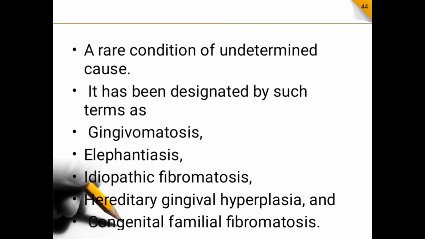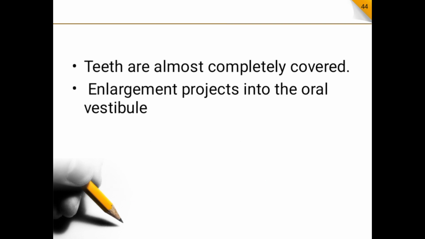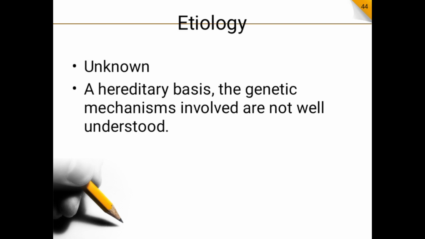There is hereditary gingival enlargement, and congenital enlargement affects the attached gingiva and the marginal and interdental gingiva. It is pink, firm, almost leathery in consistency, and has a minutely pebbled surface. Very important point: the teeth are almost completely covered. The enlargement projects into the oral vestibule. The cause is unknown. Heredity or genetics may be involved, but it is not well understood.